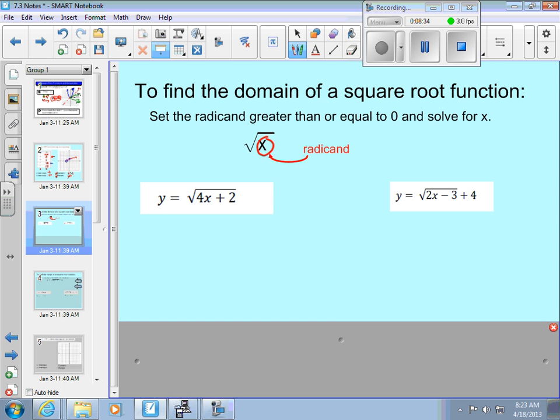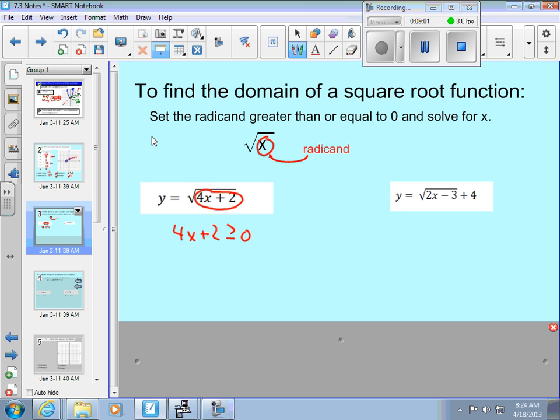Let's look at two examples you have on your note sheet. This first one, if we want to find the domain of y equals square root of 4x plus 2, take the radicand, that's the part underneath the square root, set it greater than or equal to 0. Because we know anytime you're doing a square root, the lowest number you can take a square root of is 0. If you try taking square roots of negatives, you get imaginary numbers. So we want to solve this and see what we get for x.